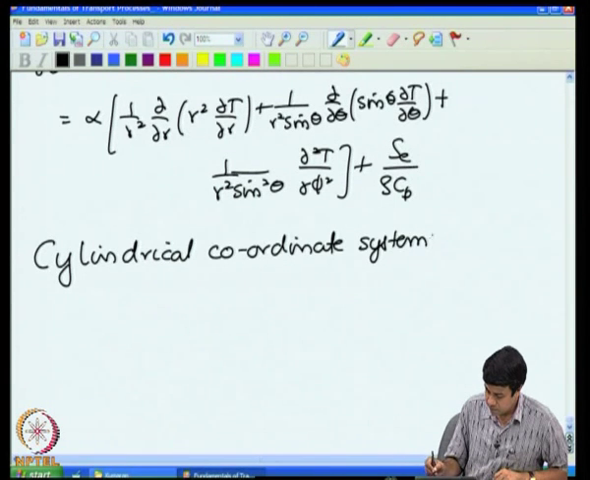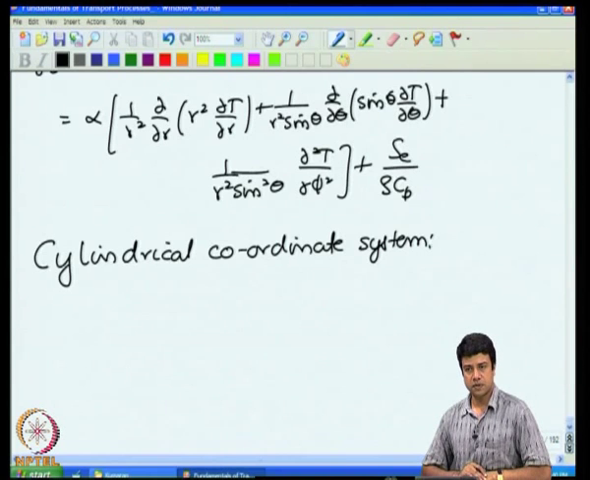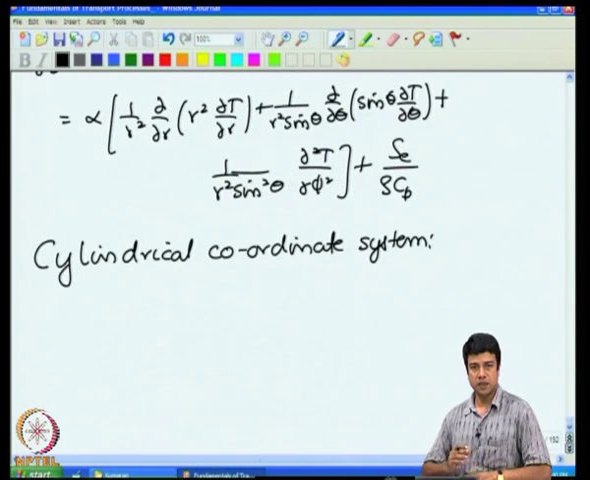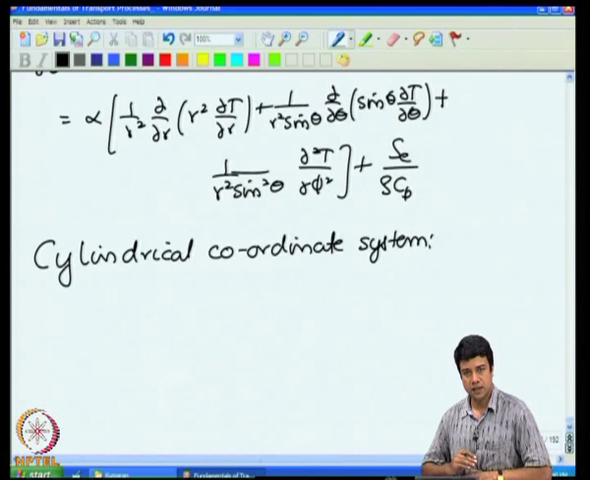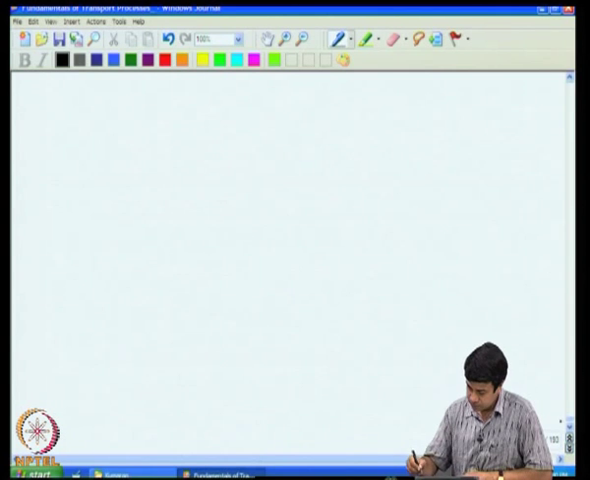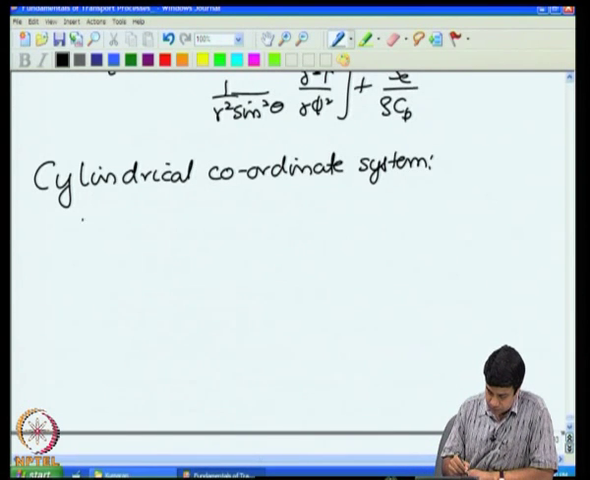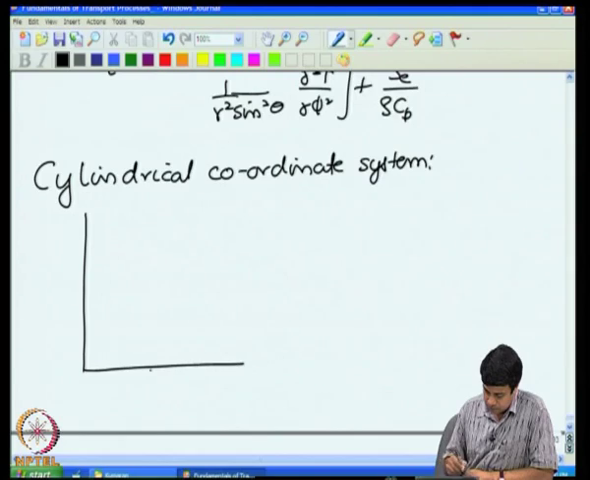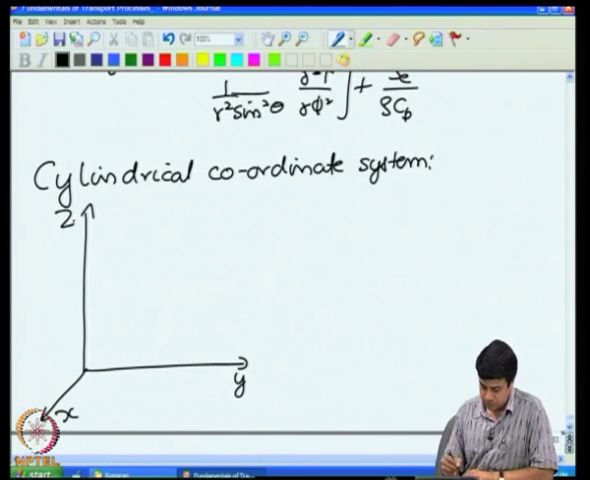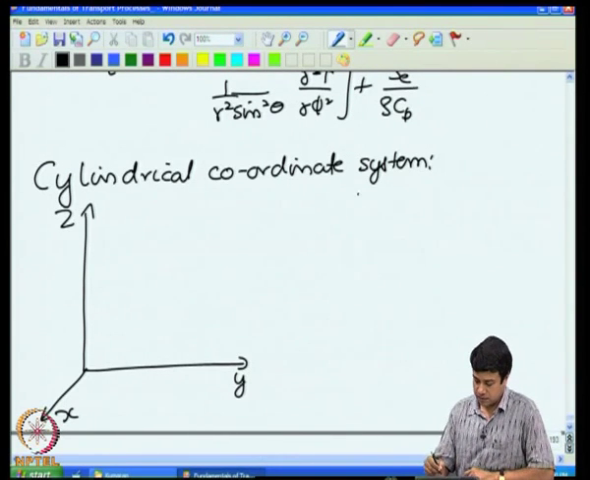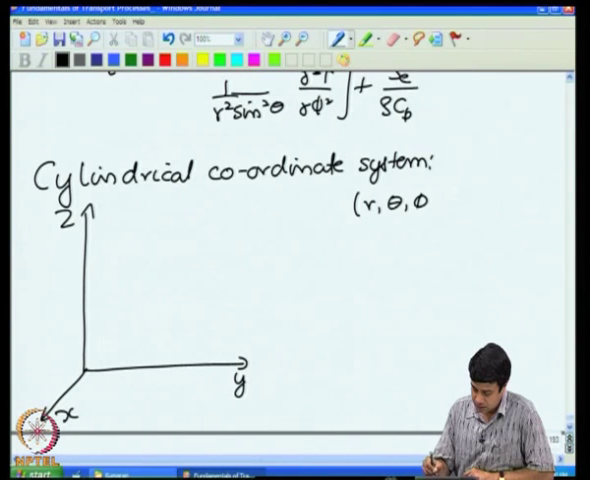One can do a similar thing in a cylindrical coordinate system. I do not want to go into the details. I will just give you a brief overview of how one derives the balance equation in a cylindrical coordinate system, and I will give you the final result. In a cylindrical coordinate system, the coordinates are r, theta and phi.